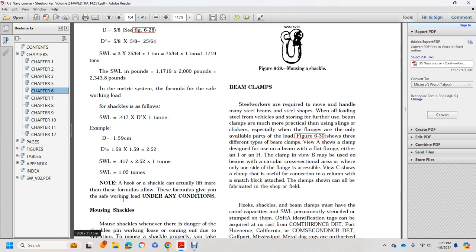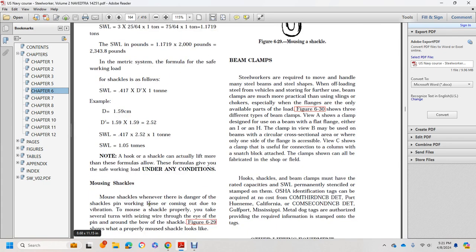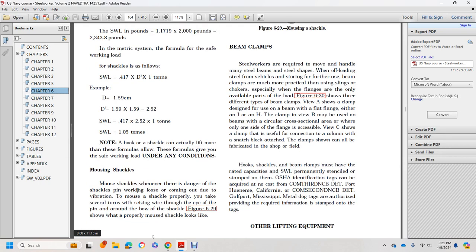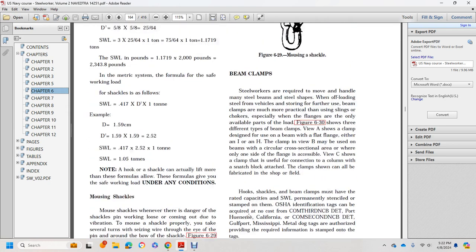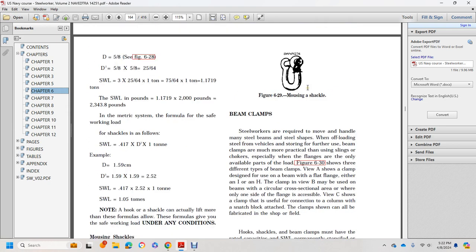Metric system. Note that a hook or shackle can actually lift more than the formulas allow. The formulas give you a safe working load under any condition. Mousing shackles: one danger is shackle pins working loose from vibration. To mouse the shackle properly, you would take several turns of seizing wire through the eye of the pin around the back of the bow of the shackle. This shows what a properly moused shackle looks like.